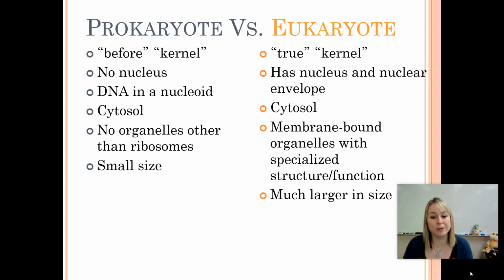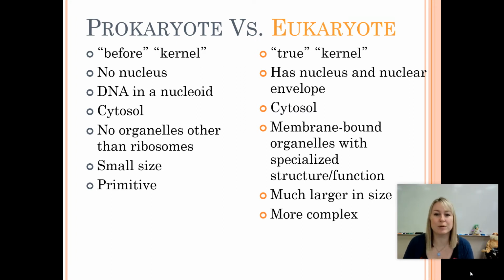Prokaryotes are small, eukaryotes are large in comparison. Prokaryotes are very primitive, meaning they're very ancient, and evolution has kept them mostly the same. They have not changed too much. Whereas eukaryotes have changed a lot over time and evolved to be much more complex.